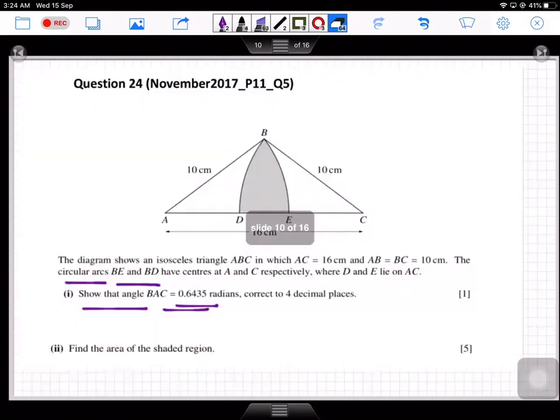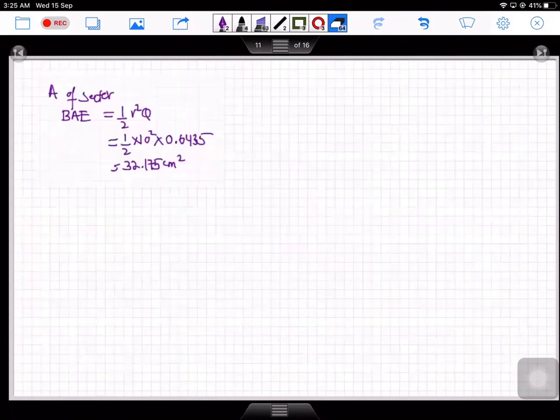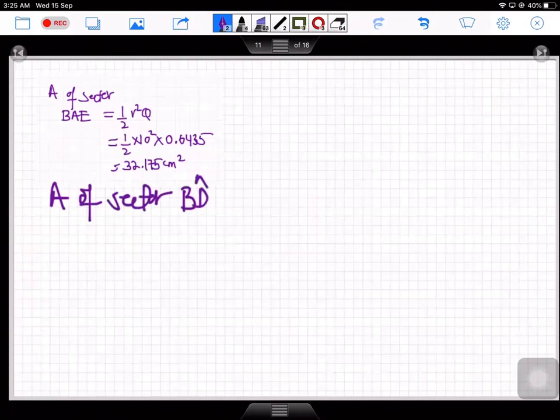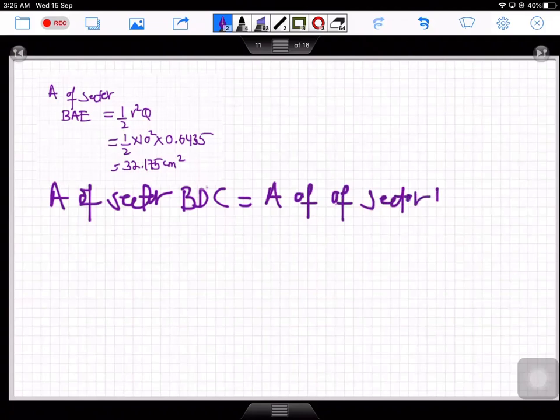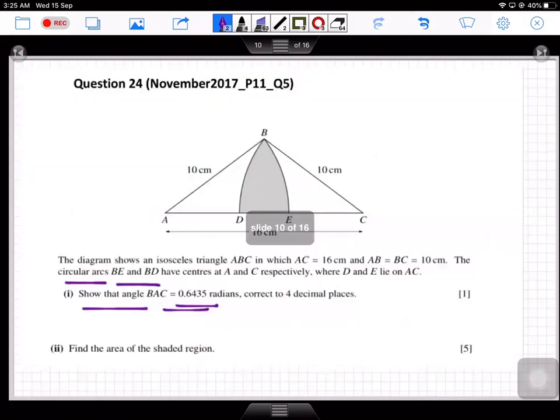So we can definitely say that the area of sector BDC is equal to the area of sector BAE. Just ignore this angle, we don't need to mention this. Area of sector BDC is equal to area of sector BAE. All right, so both of them are 32.175 centimeters square.